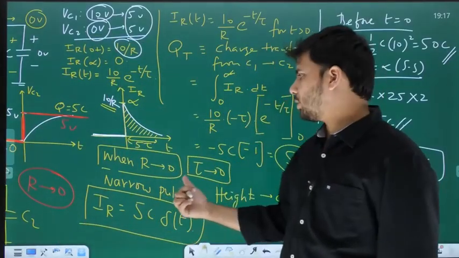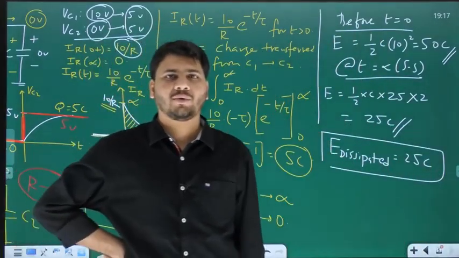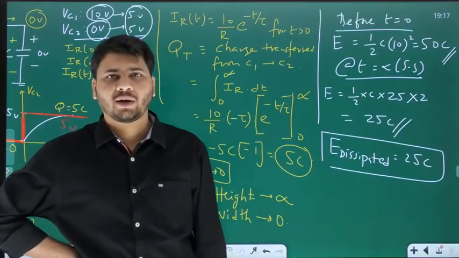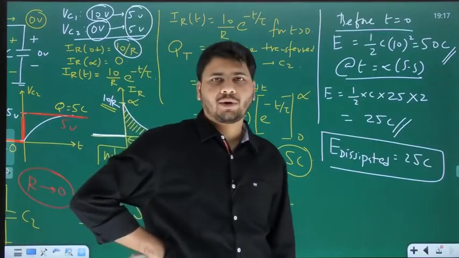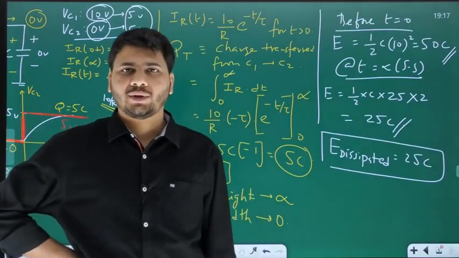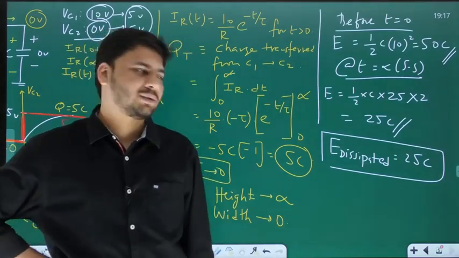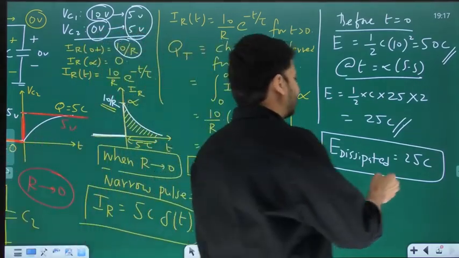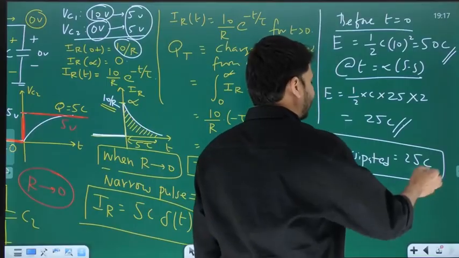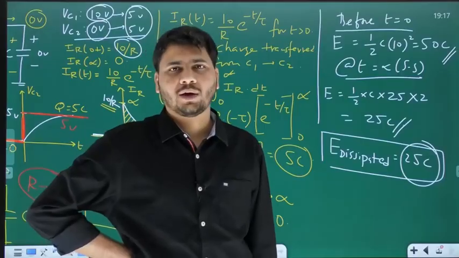Even in the limiting case, when R will tend to 0, since you have an impulse current flowing, an impulse current is like an infinite current. Infinite current flowing through an ideal switch will result in some non-zero power dissipation or energy dissipation. So even when R will tend to 0, you are going to have the same energy dissipation of 25C. And this is irrespective of the value of R. Okay.